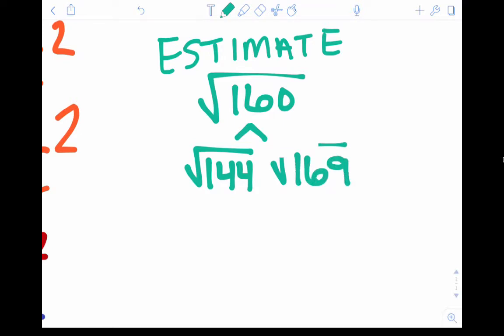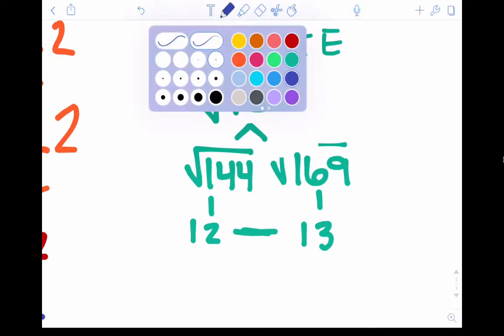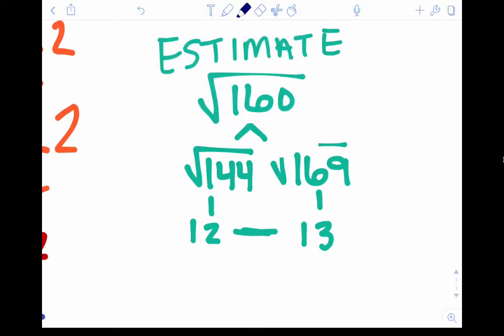Well, square root of 144 is 12, and square root of 169 is 13. So that means that square root of 160 is somewhere between 12 and 13. To figure out what the decimal is going to be, I'm going to take the square root minus the smaller.